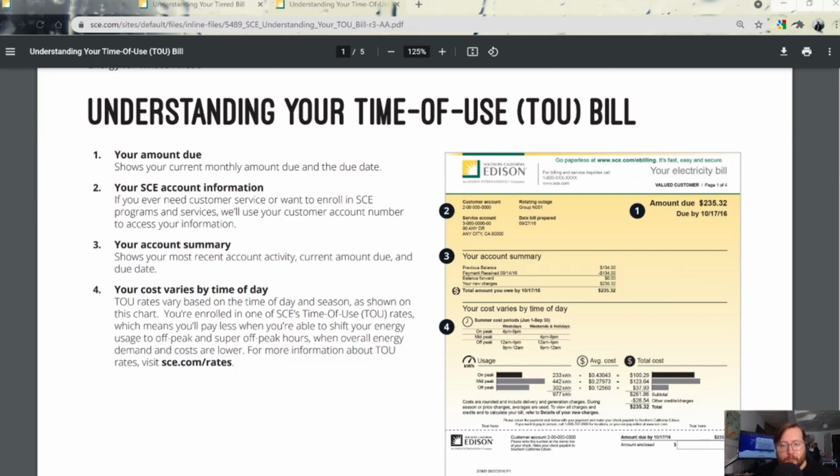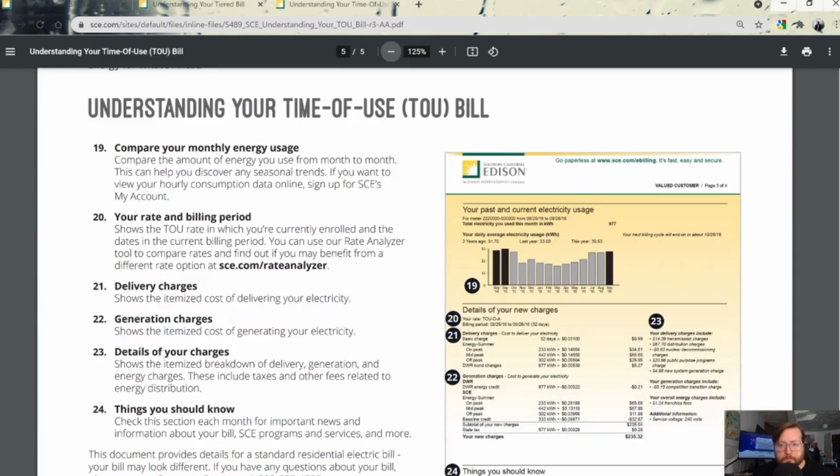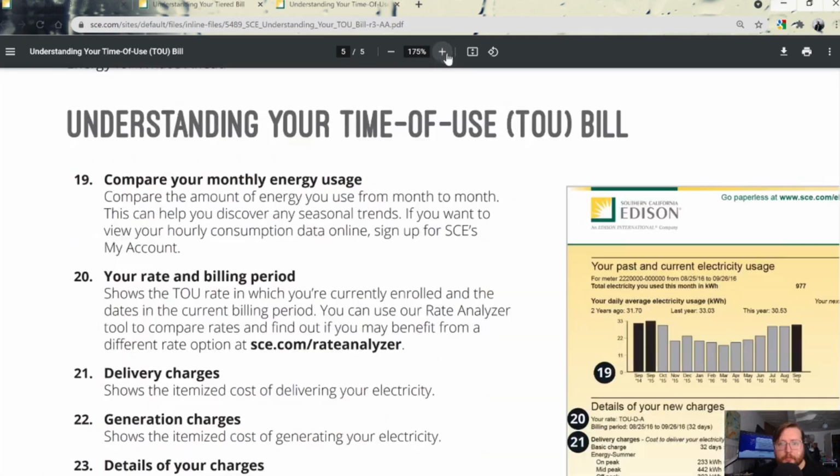But as of right now, what we're taking a look at here is the bill page, and it does have your personal information on it. So it will have your name and address, along with your customer account and your rotating outage group number. It also breaks down when your peak, off-peak, and mid-peak times are, along with your average here. So what we want again is the last page that they're displaying here, because it gives us a breakdown. So let's zoom in and take a look.